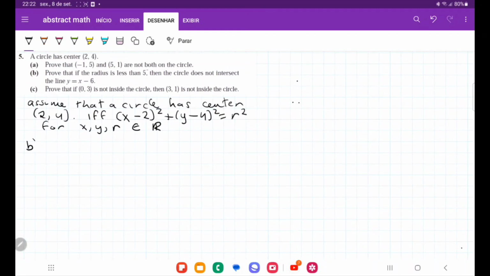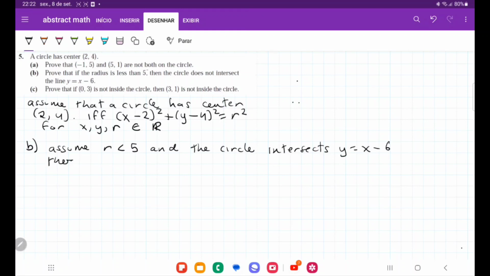So for B, we're going to assume that the radius is less than 5 and the circle intersects the line. So that would be the opposite. So assume that r is less than 5 and the circle intersects y is equal to x minus 6. Right. So from here we can gather two things. Therefore, r squared is going to be less than 25 and y is going to be equal to x minus 6.